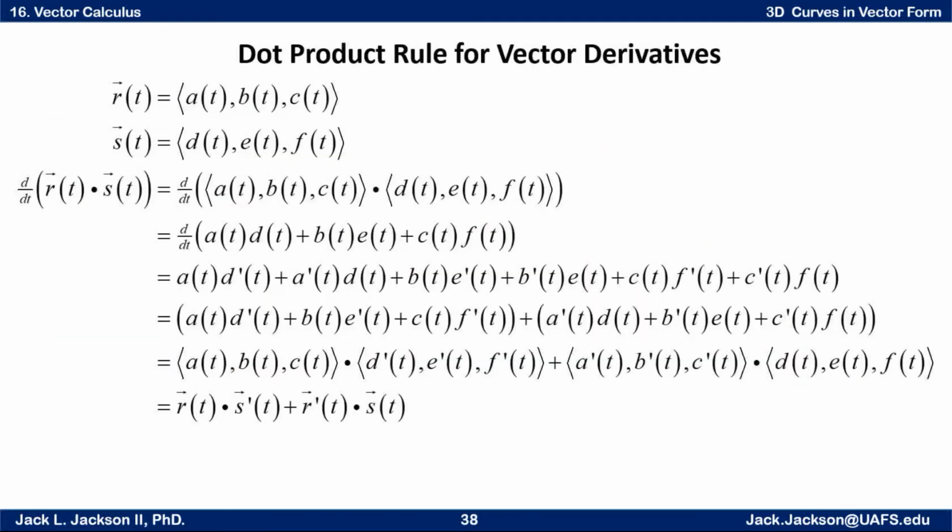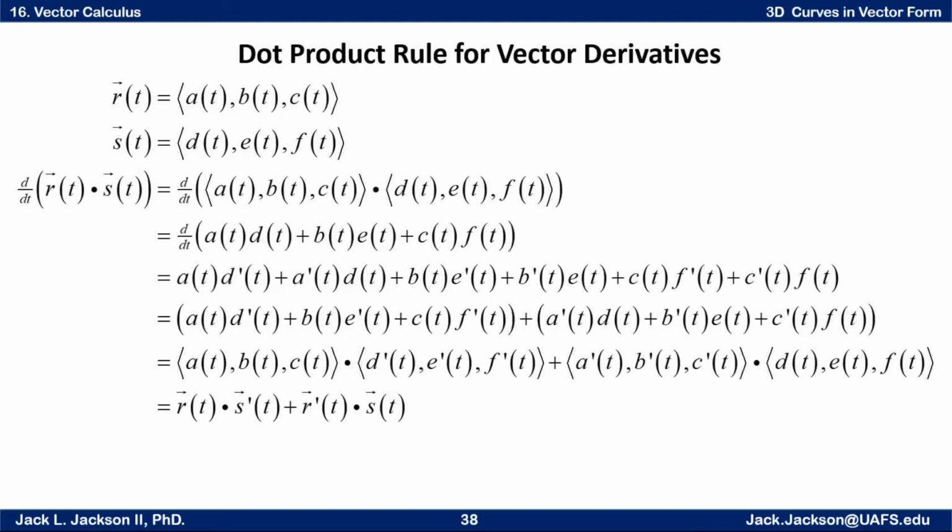Okay, let's see what else we got. The next thing I want to go over is a dot product rule for vector derivatives. You get a nice little result. It's kind of like the product rule for derivatives in Cal 1, but it's for the dot product here. So if we take vectors r and s, let's think of them as vector functions. r of t is a of t, comma, b of t, comma, c of t. s is a vector function of t, so it's d of t, comma, e of t, comma, f of t. Of course, a, b, c, d, e, and f are just regular old Cal 1 functions, parametric equations for those two vector functions.